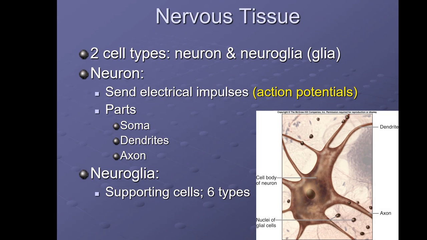All right, and then lastly, our last tissue type, nervous tissue. Again, we'll do this in a lot more detail later, but just to introduce it, within nervous tissue, there's two major cell types. There's neurons and there's neuroglial cells. Neurons do the communication work, so they send electrical signals called action potentials, and it basically allows different parts of the body to communicate with each other.